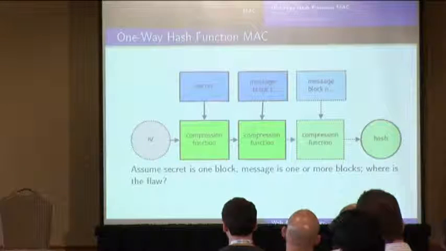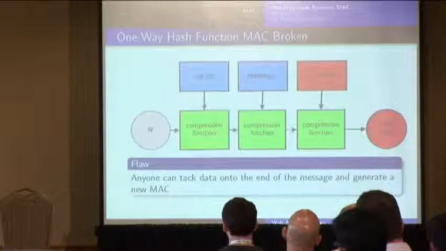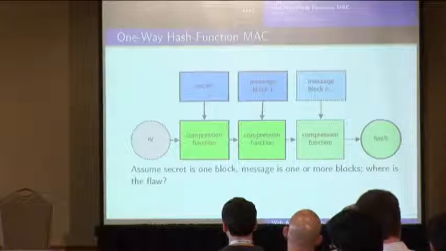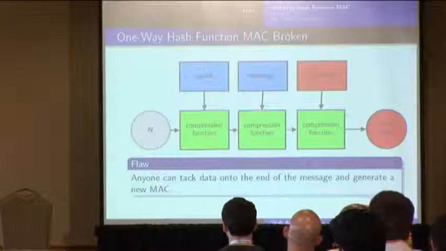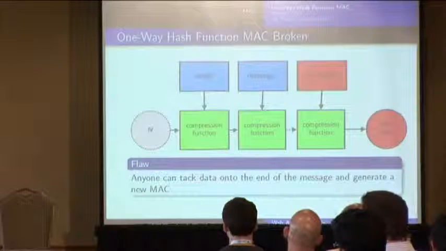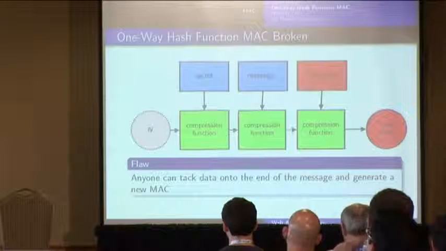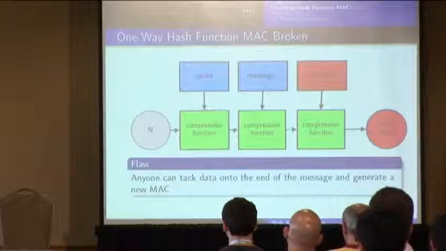And then assuming that the secret's one block and the message is one or more blocks, there's sort of this flaw, right? And the flaw is, it's called a length extension attack. What you can do is you take the previous hash and you use that as the input to the compression function, and you add on some more data, and you get a new message authentication code. So now I've tacked on maybe some zeros onto the amount that you're transferring into my account. And it's still authorized, and I never needed to know the actual secret, because that's in the first block.